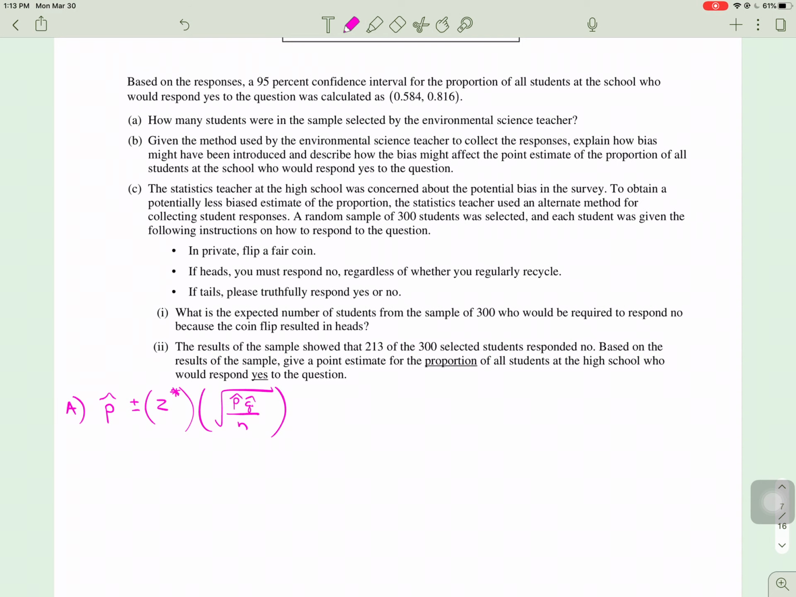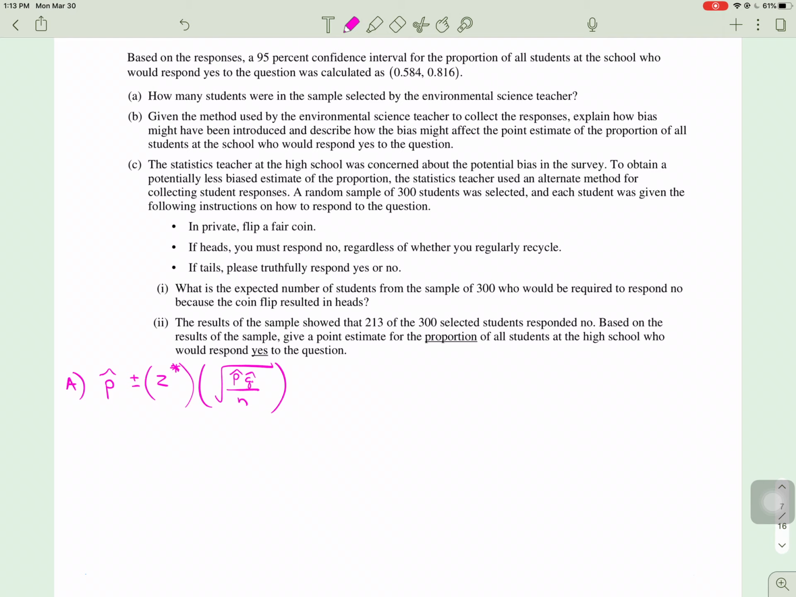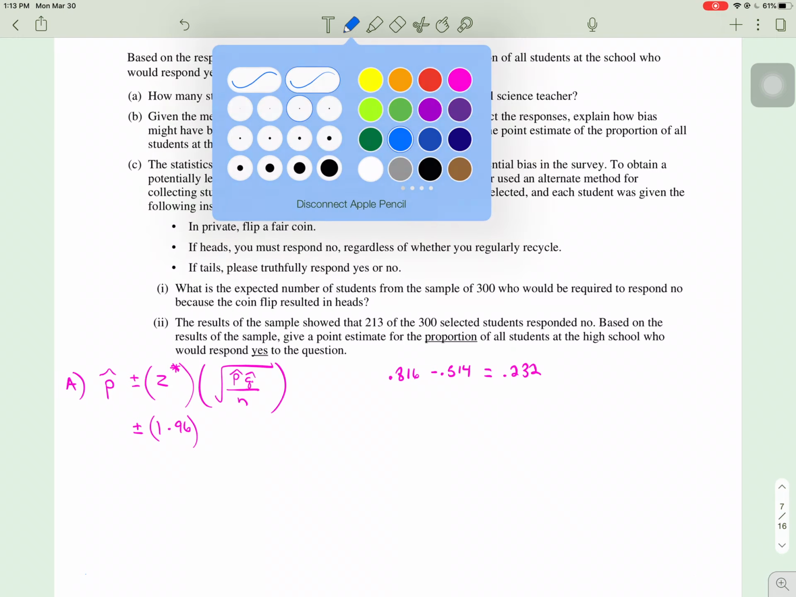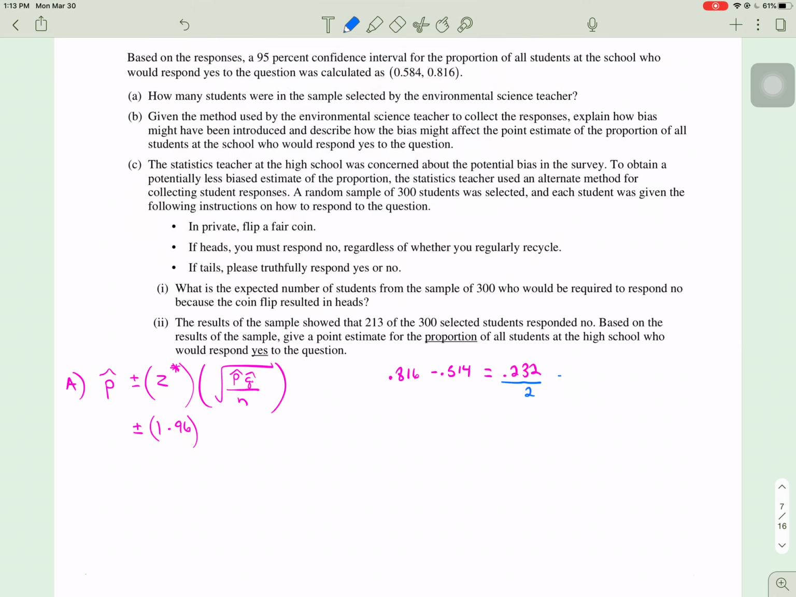Well, we know the critical value for sure, right? We know that's 1.96, because it's a 95% confidence interval for a normal curve. And then how do we get this p-hat? Well, the interval is from 0.584 to 0.816, so if I do 0.816 minus 0.584, I find out that those are 0.232 apart. And if I take that and halve it, that's going to give me my margin of error, which is 0.116. So I get 0.116 is my margin of error, or that right side there.